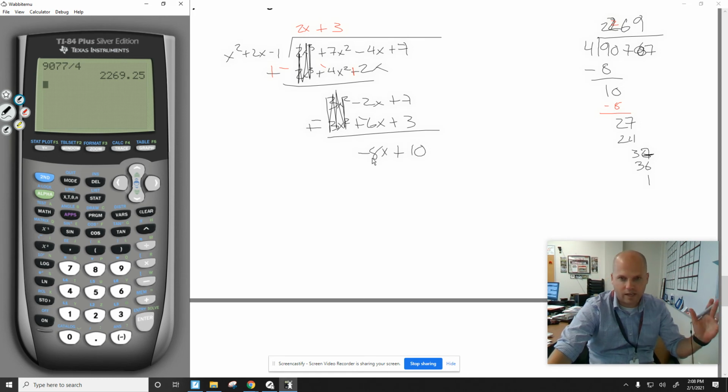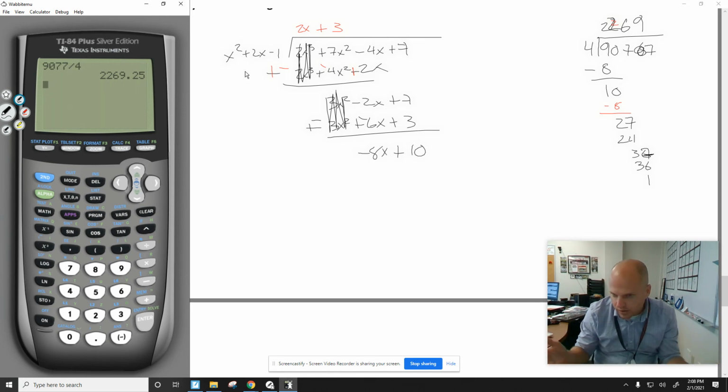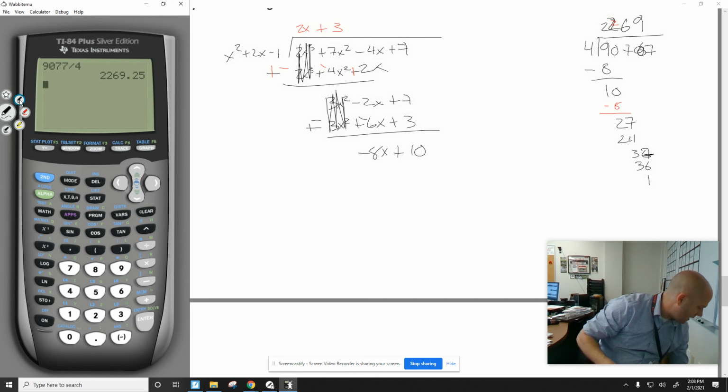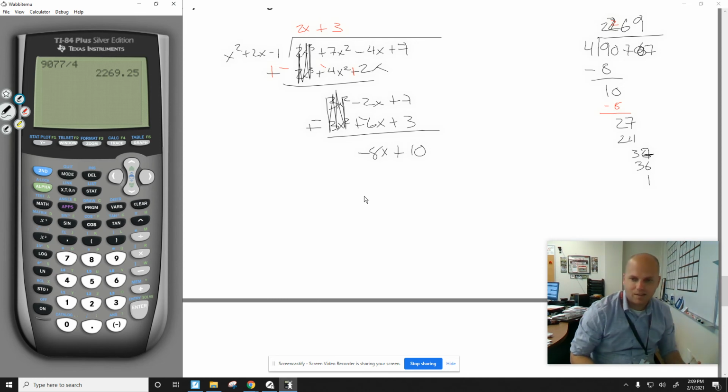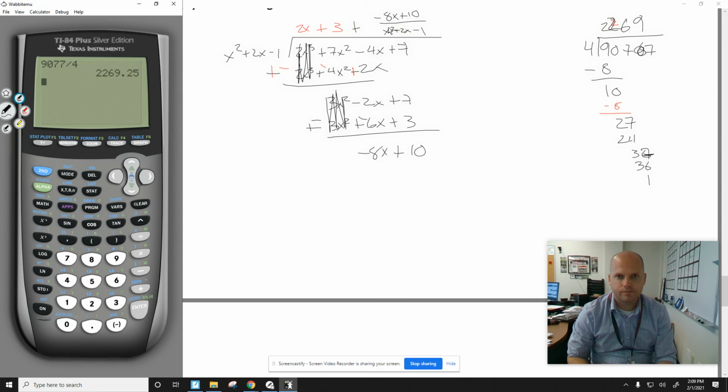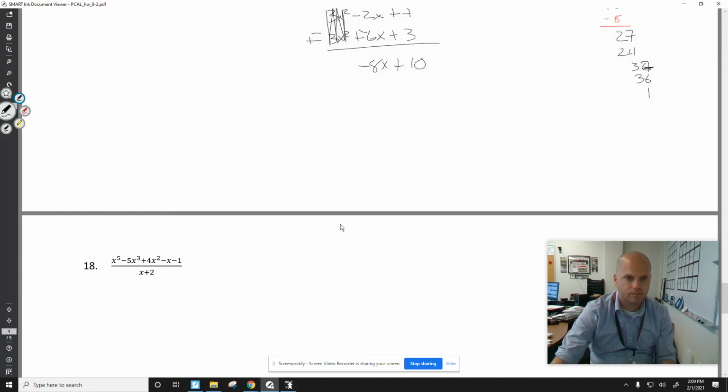This remainder, negative 8x plus 10 over x squared plus 2x minus 1, is left over, is the extra. Sometimes I like to have students rewrite it so that you say like this times this plus this works out. But whatever. So that'd be your answer there.